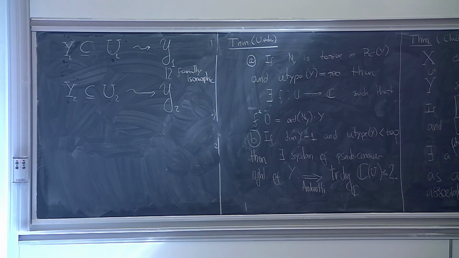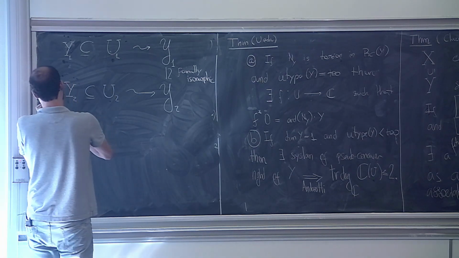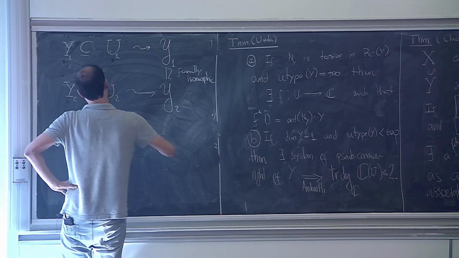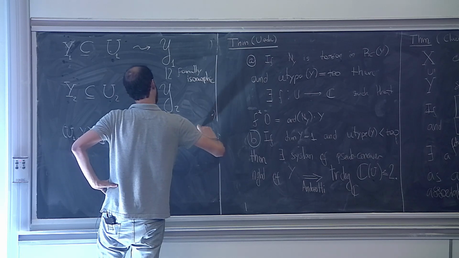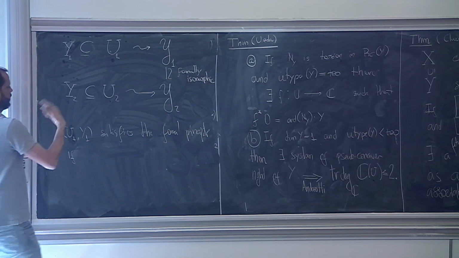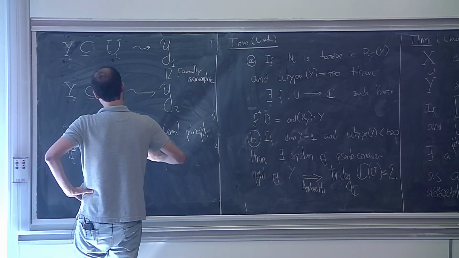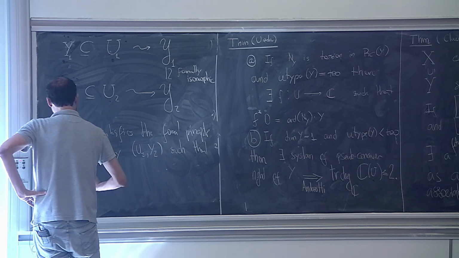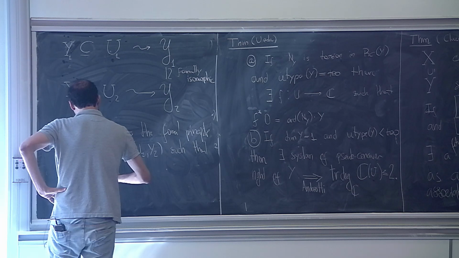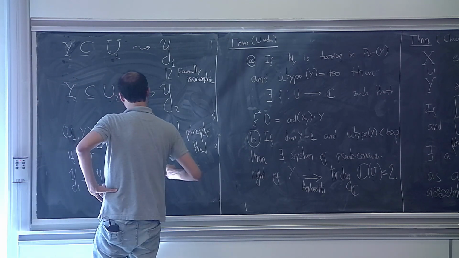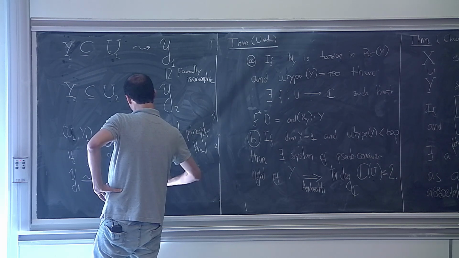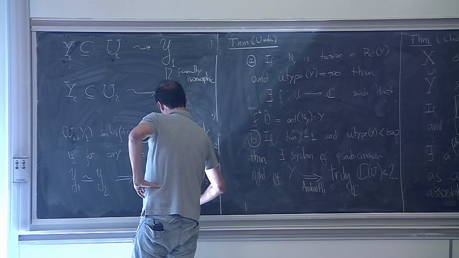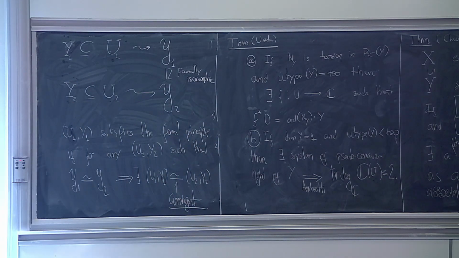Okay? And so, one natural question, we say that this pair U1, Y1 satisfies the formal principle if for any U2, Y2 such that the formal completions of Y1 and Y2 are isomorphic, then there exists an isomorphism between the germs. Okay?